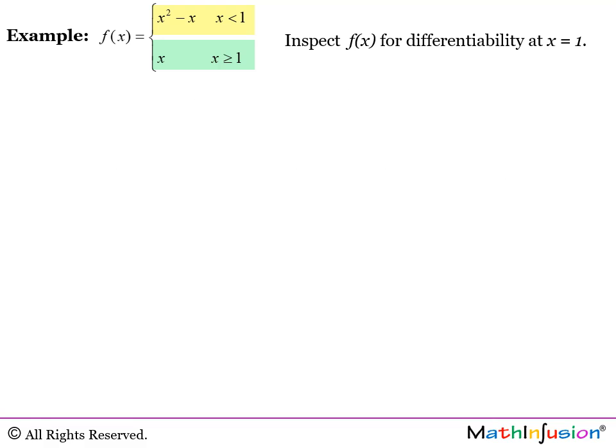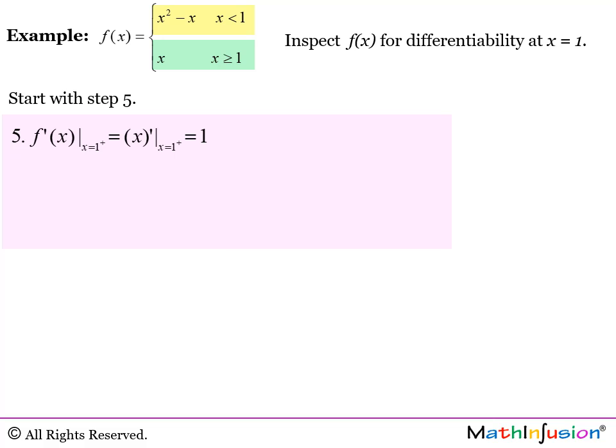Here's another example, and here of course we want to inspect the graph for differentiability at x equals 1. Let's start with step 5. Here is the derivative at 1 plus, which means from the right of x equals 1. We get 1 because it's using the branch when the function equals x and the derivative of x is 1.